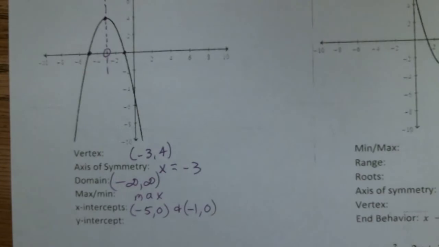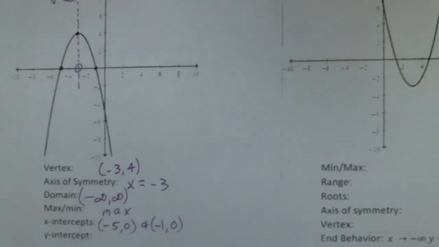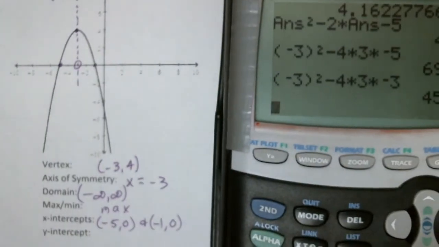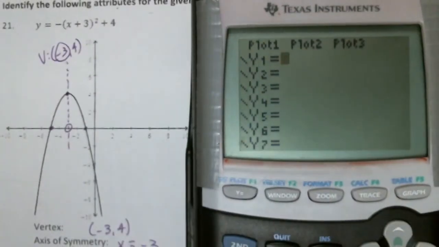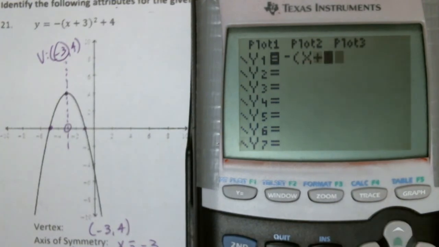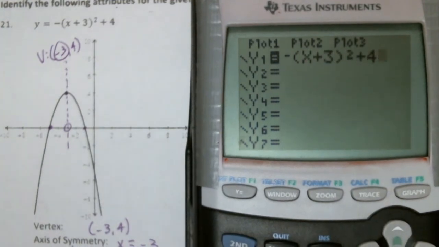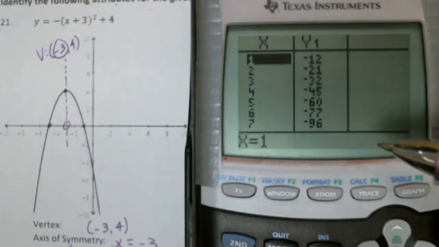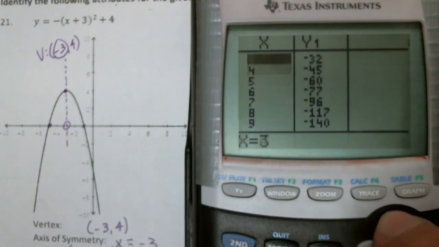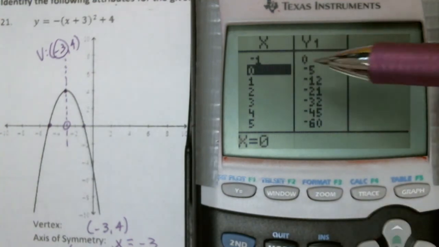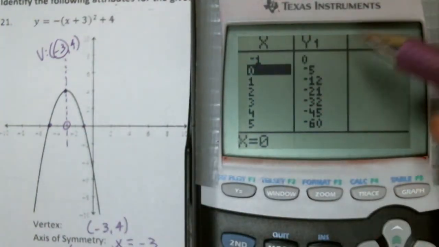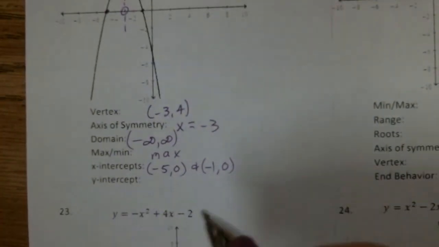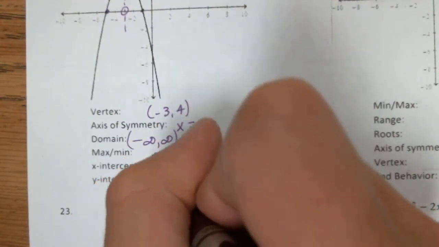Y-intercept. Okay, y-intercept. This one is not quite so obvious. So how do we do the y-intercept? Again, using our calculator, I can simply plug in my equation. So negative parentheses x plus 3 parentheses squared plus 4. And I want to go to the table. Now I'm simply looking, guys, is there any spot in the table where x is 0? Because that's what your y-intercept is going to be. I see it right there. Bam. And when x is 0, when I'm on the y-axis, I'm sitting at negative 5. Okay, so my y-intercept is going to be 0, negative 5.